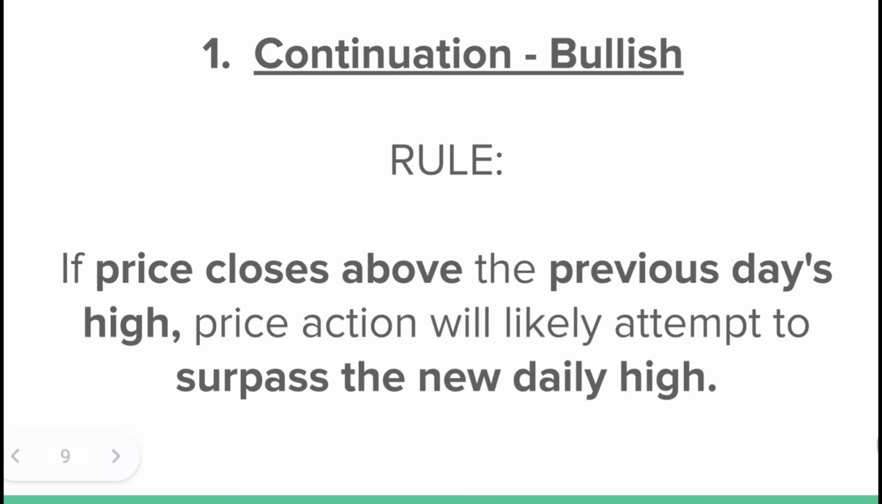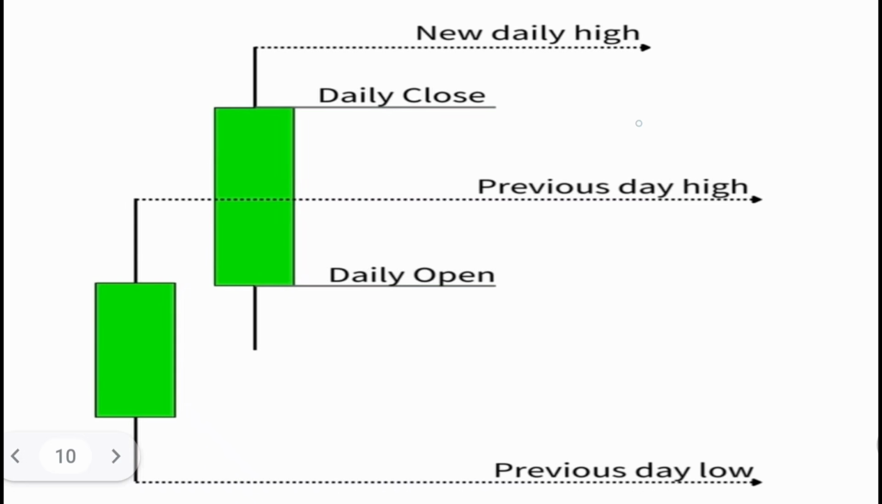Now let us see the first rule, for continuation. Continuation can be either bullish continuation or bearish continuation. If the market closes above the previous day's high, the price action will likely attempt to surpass the new daily high. What does that mean? I'm going to show you what I mean.